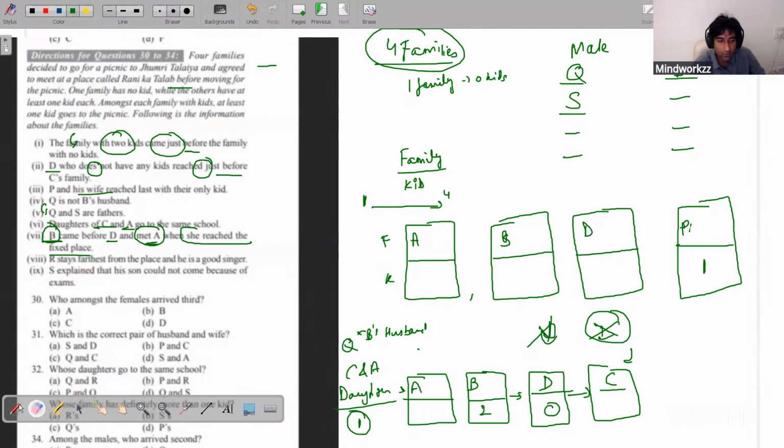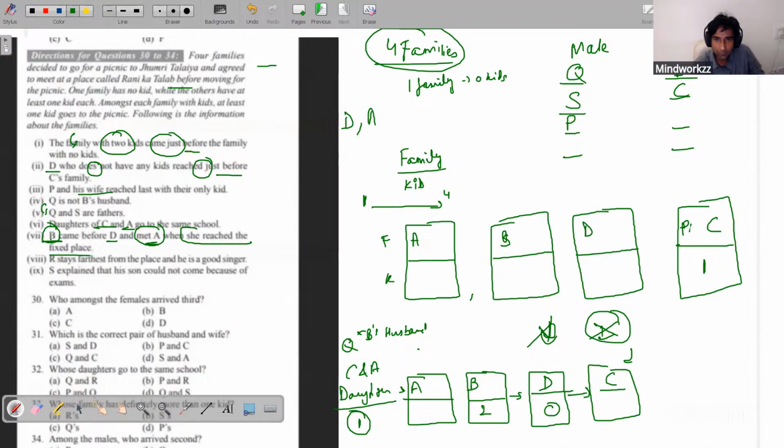So P's wife is C. Okay. This is important. So C is P's wife. This is also clear. And then that means that P is a male. So C is P's wife basically, and P is a male. This is also something we find out. So who are the people who are left? We have B.